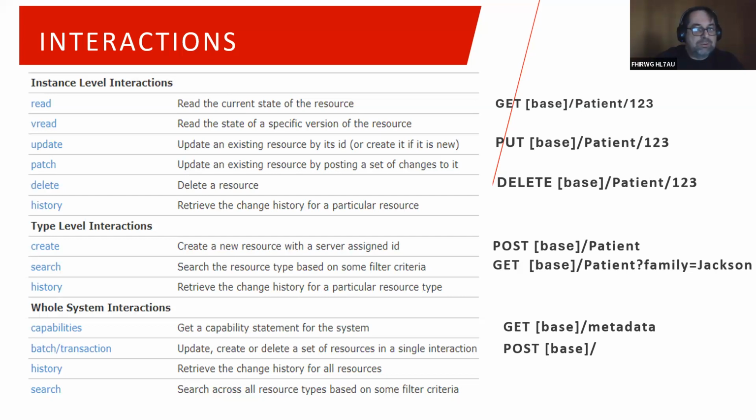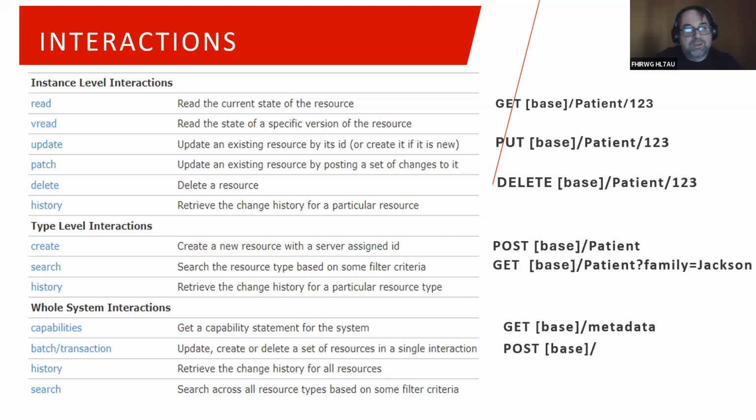There's a history call, which lets you look at the instance level. The history call lets you look at the entire history of a particular resource, so from its creation, all the changes, and up to the current version. So that's helpful if you want to do auditing and understand the changes to a particular resource over time.